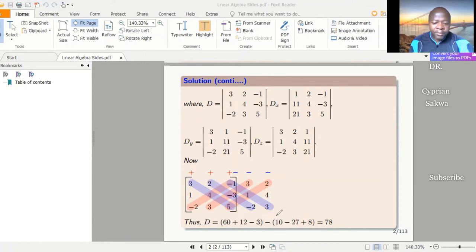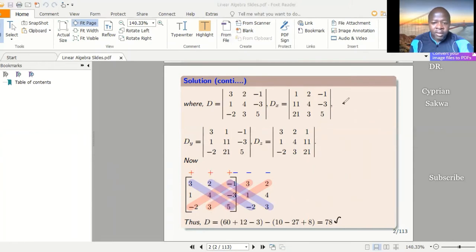Then I say minus. This time, multiply along the diagonals in red, running from top right to bottom left. So for instance, 2 times 1 times 5 is 10. I multiply and add the results. 3 times negative 3 is negative 9, times 3, that is negative 27. And then this other one, negative 1 times 4 times negative 2 is 8. So I add the results in the first bracket, add the results in the second bracket, and subtract the two results. I get 78. So 78 is our D. The determinant D is 78.